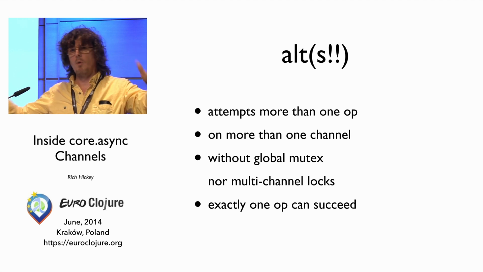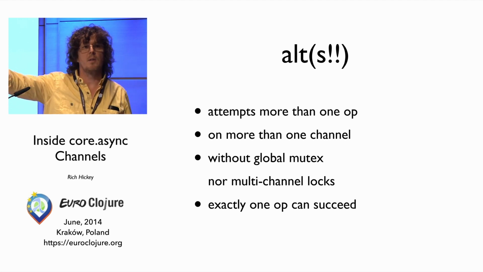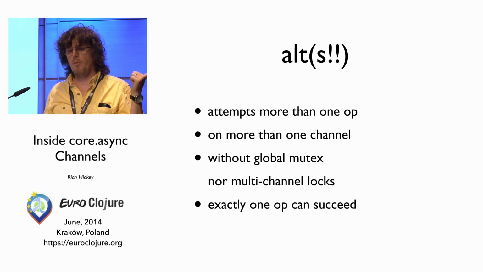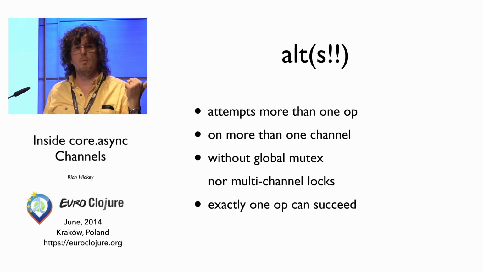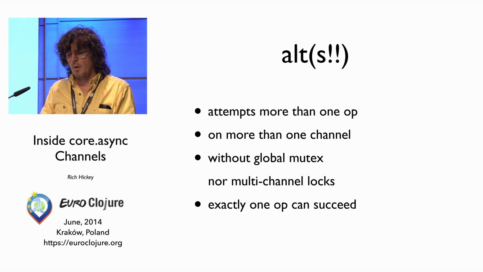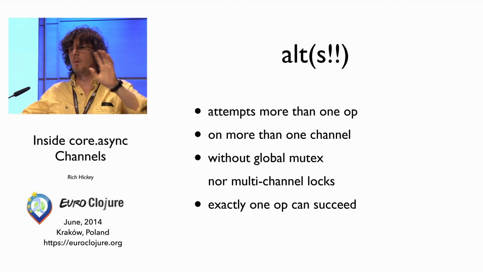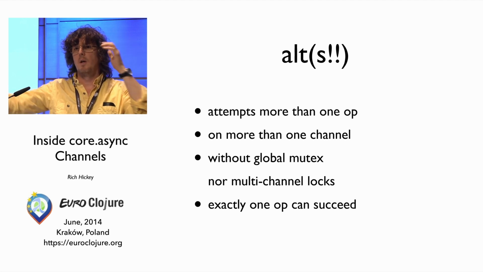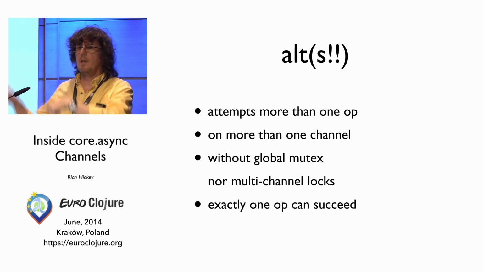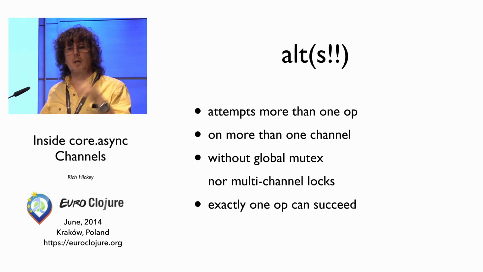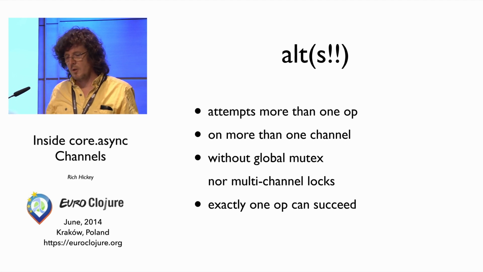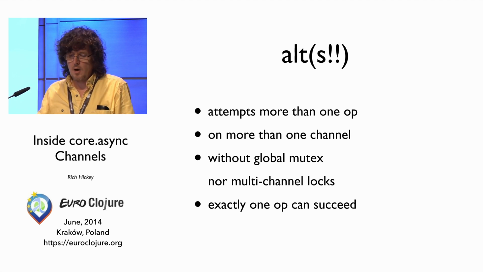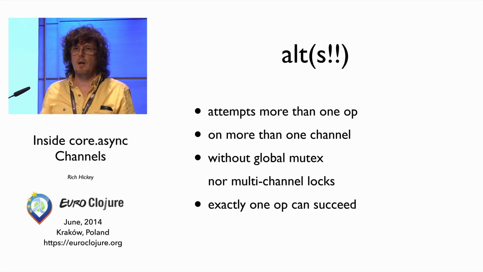So now we have more than one operation, separate channels. We have the invariant we have from before, which is that we don't want any global mutex. And we don't even want any multi-channel locking. We don't want to say, well, if you try to alt to channels A, B, and D, we're going to lock A, B, and D for the alt, because we get into all of these channel locking intersection problems. Also, you can't hold on to them for long enough to see the thing succeed, right? Alt can block arbitrarily long.